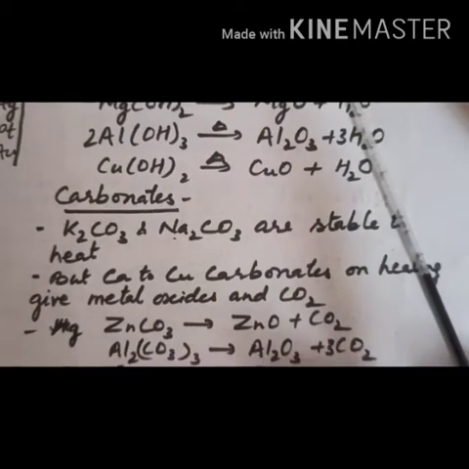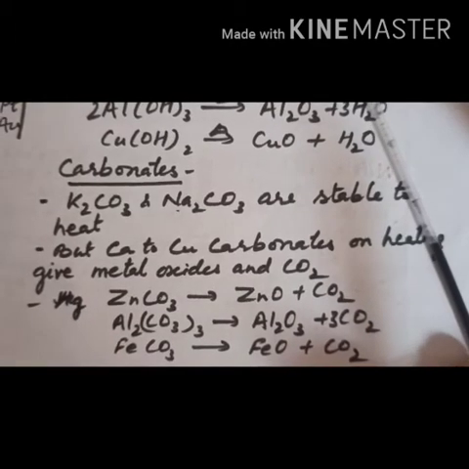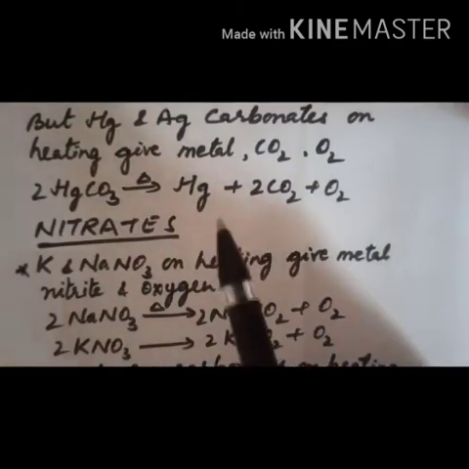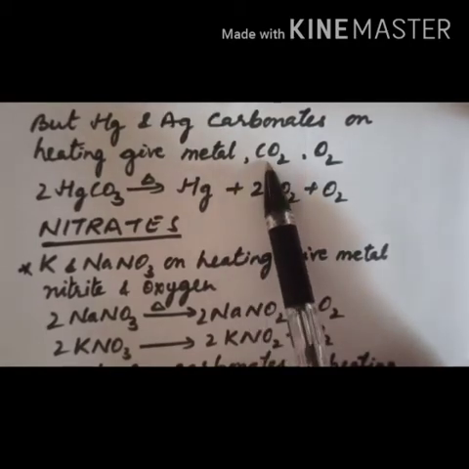After calcium, what is there? That is your magnesium. Magnesium carbonate on heating gives you magnesium oxide and carbon dioxide. Then zinc carbonate on heating gives zinc oxide and carbon dioxide. Aluminum carbonate gives aluminum oxide and carbon dioxide. Iron 2 carbonate gives iron 2 oxide and carbon dioxide, right? But mercury and silver carbonates on heating give metal, carbon dioxide and oxygen.